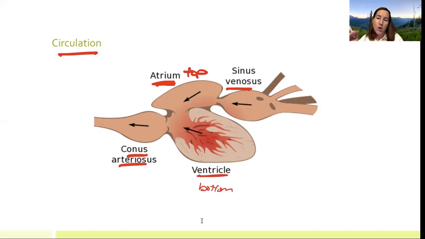Arteries are always going away from the heart, no matter what the blood flow is. It's always veins come back to the heart and arteries go away from the heart. So even if it's red or blue and those things are switched up, arteries and veins are always named that way. Arteries away, veins are coming in.